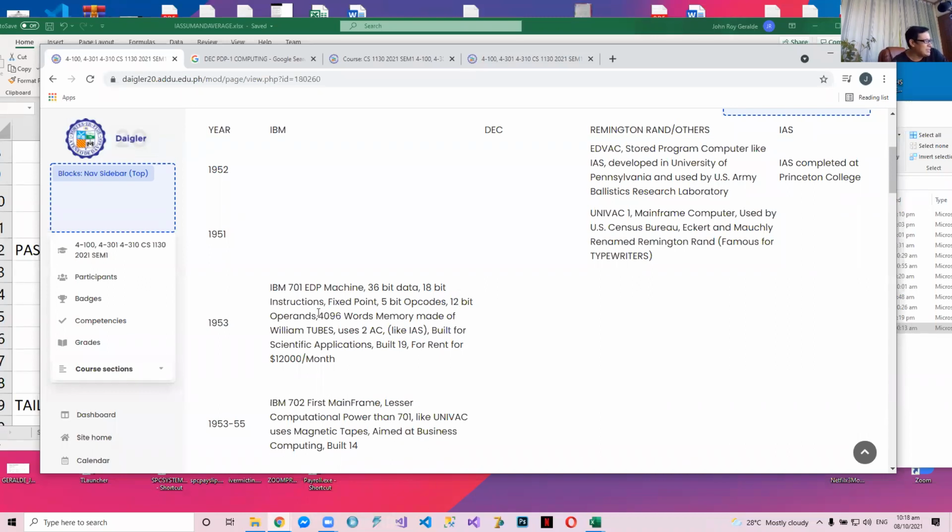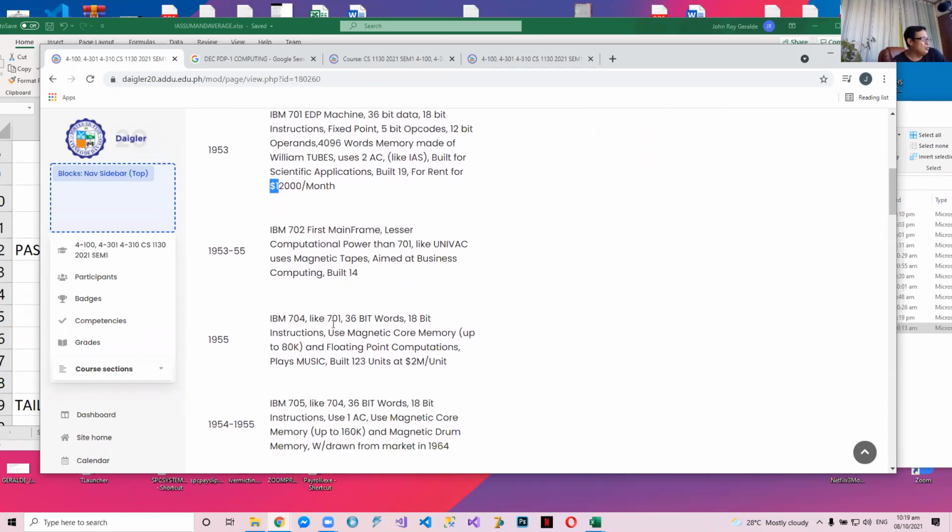And like the IAS, it can have 4096 words, or 4 kilowords, in memory, based on Williams tubes, which are vacuum tubes. It uses 2 accumulators, and it's built for scientific applications. And remember, during that time, IBM built 19 of these and rented them for $12,000 a month. It's very expensive. You follow? 1953.